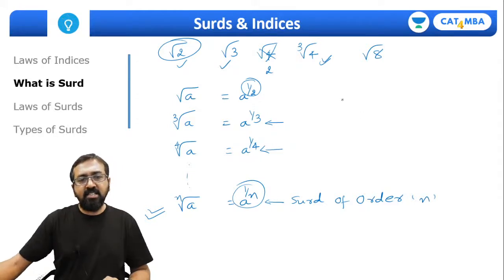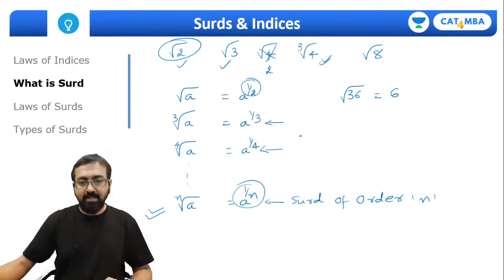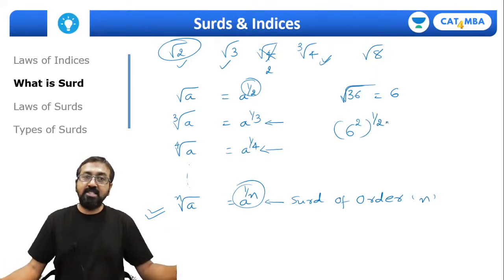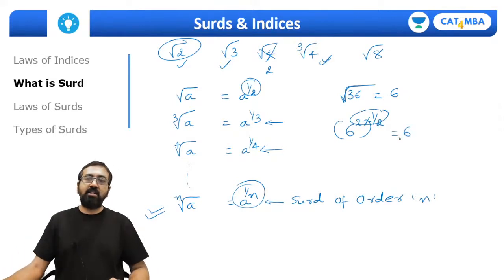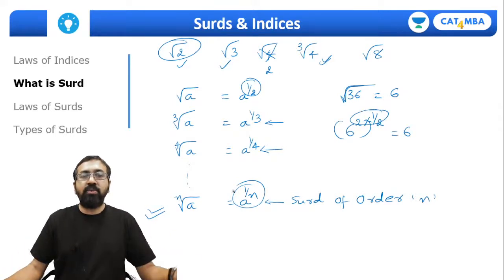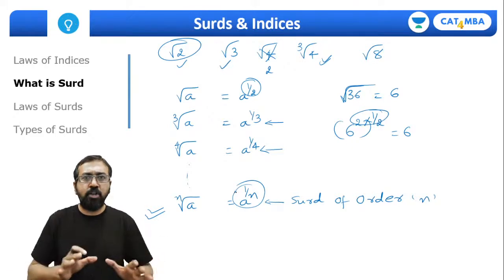Now let's understand this in a slightly different way. We know square root of 36 is 6. Why is it 6? Because 36 is nothing but 6 square. And when I say square root, instead of square root I can put power 1 by 2. We have just discussed in the indices that whenever we have a power raised to another power, these two powers will multiply. So 2 into 1 by 2 is what? It's 1. So this is nothing but 6 raised to 1, that is 6. That's how we can understand it, in case you have forgotten this concept.